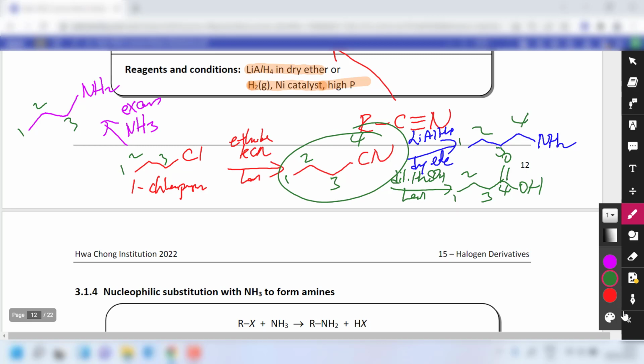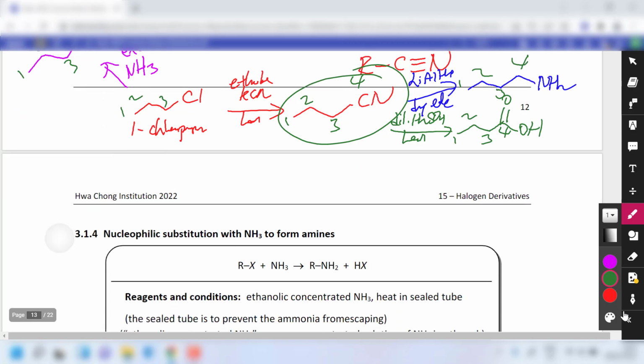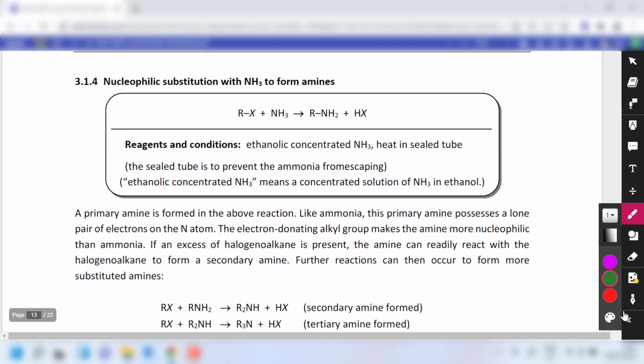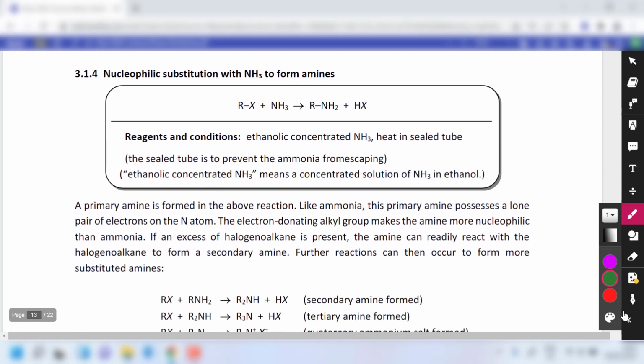If you are asked to make a primary amine from 1-chloropropane with only 3 carbon, then you shouldn't be adding a nitrile or a cyanide. If you're asked to make a primary amine with 1 additional carbon, then maybe the telltale sign is that I need to begin by subjecting 1-chloropropane to ethanolic KCN, heat under reflux. So that brings us to the next portion on nucleophilic substitution with ammonia to form amines.